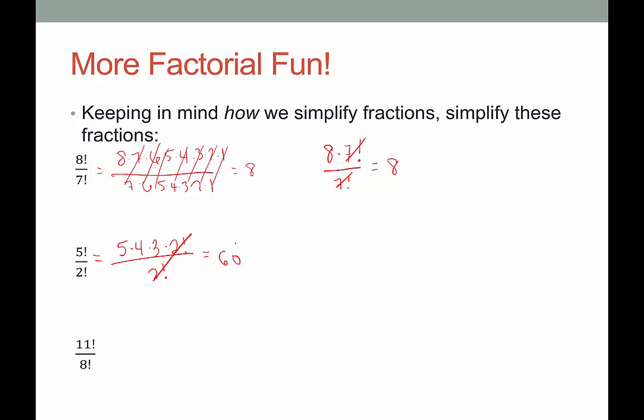11 factorial over 8 factorial. So I'm going to start by expanding 11 factorial. That would be 11 times 10 times 9, and then I get to 8. I say, wait, I'm going to stop and just leave it as 8 factorial because that's what I see is a factor of the denominator. So then I can cross those out, and now what I have left is 11 times 10 times 9, which would be 990.